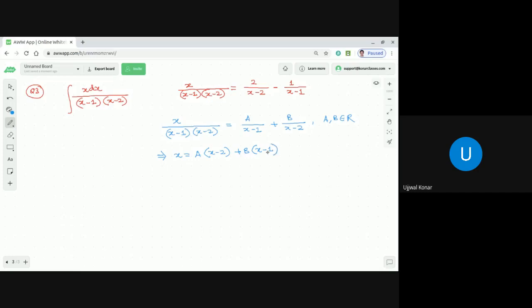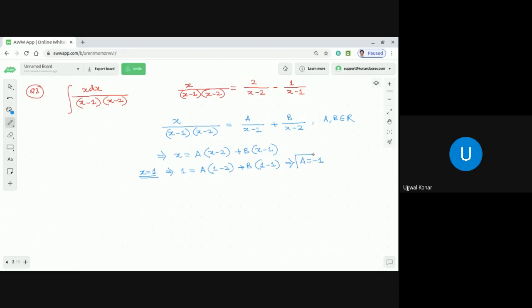Now this is an identity, as I said in the previous question. Identity means both left hand and right hand are going to be true for any real value of x. So I choose the value of x equal to 1. If we choose x equal to 1, what are we going to get? This implies the left hand side is 1, and the right hand side is a into 1 minus 2, plus b into 1 minus 1, which is 0. This implies a is equal to minus 1.